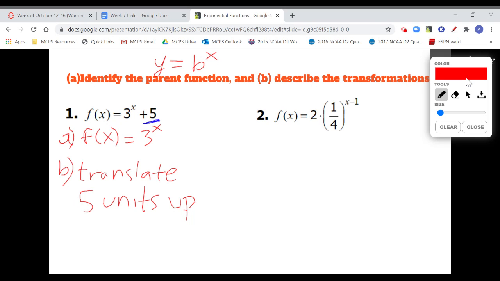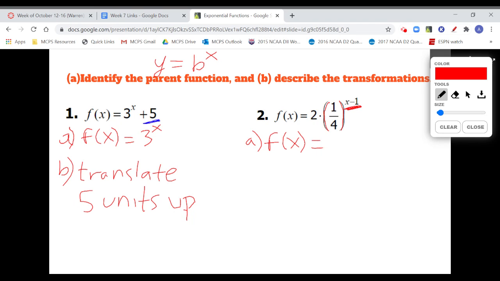Now let's look at the next function. So here we have f of x equals 2 times 1/4 to the x minus 1. First step, I'm going to write my parent function. So remember that the parent function is just the base to whatever the exponent is. So remember the base is the number being raised to the exponent. So it's the number directly preceding the exponent. Some people are going to be tempted to multiply 2 times 1/4 and figure out the base, but that's not how this works, because this 1/4 in parentheses is the only number that's actually being raised to this exponent, right?